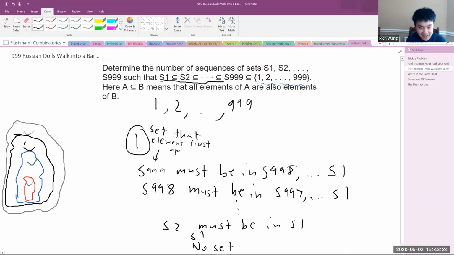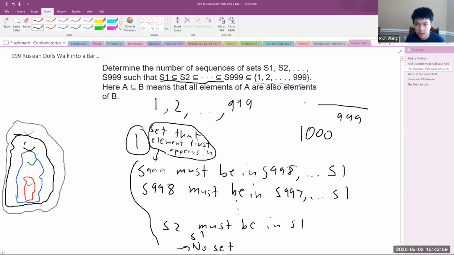And I'm sorry for my bad handwriting, guys. So as a result, we can see that every single element can choose between first appearing in set 999, first appearing in set 998, all the way to appearing in no set at all. So each of the 999 elements has 1,000 choices because it can choose one of these options. So in total, there's 1,000 to the 999 total ways to do this, because we have 999 total elements and each element has 1,000 choices.